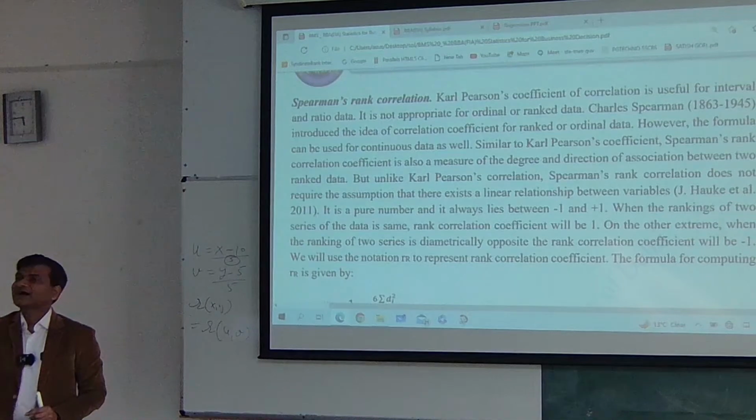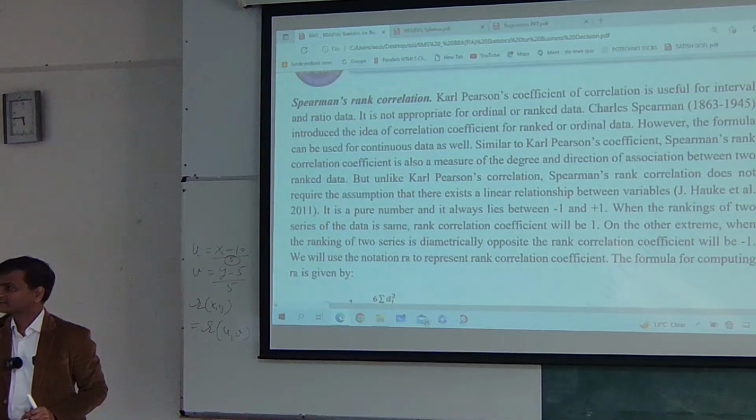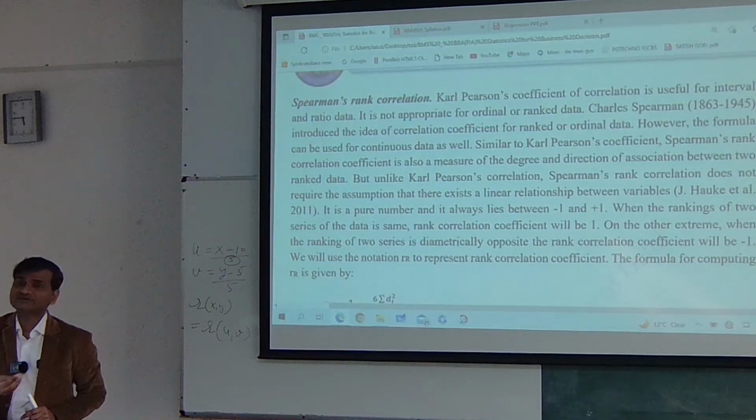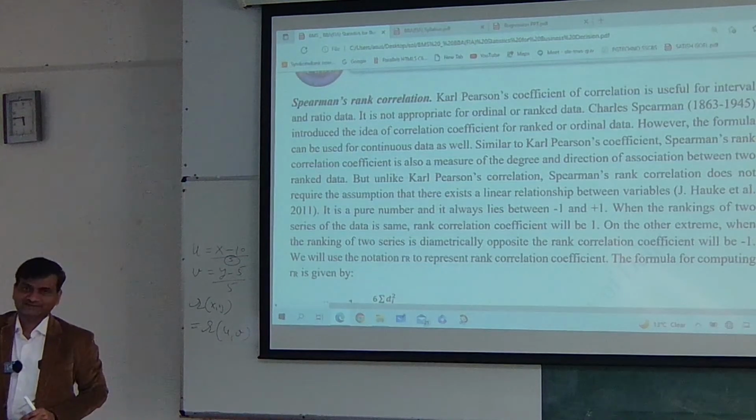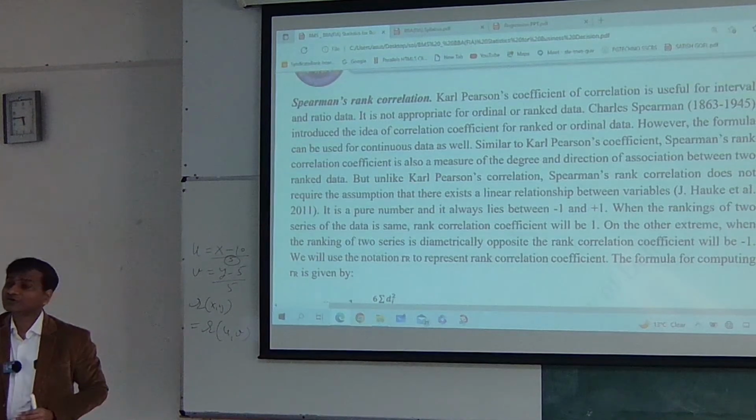You must have height, weight, income, price, demand, marks. These types of data can be termed as ratio scale data. But if you have ranks, you don't have the original data.